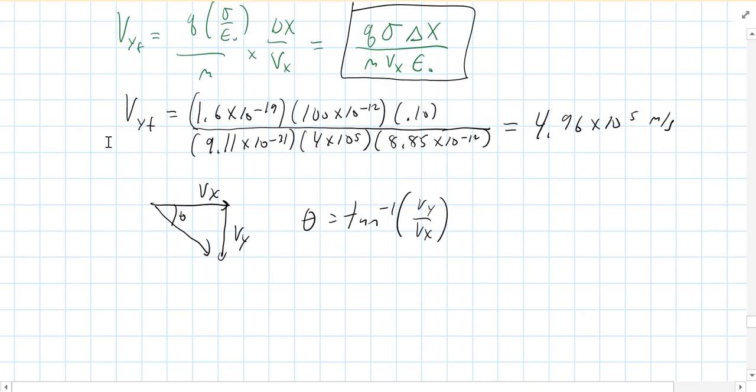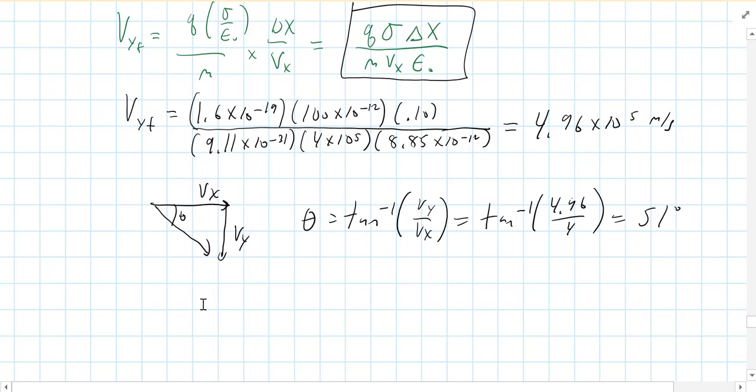So this will be inverse tangent of 4.96 over 4. Again, they're both times 10 to the fifth, so that cancels. And when I did that, I got about 51 degrees. So this angle that the electron leaves at is about 51 degrees.